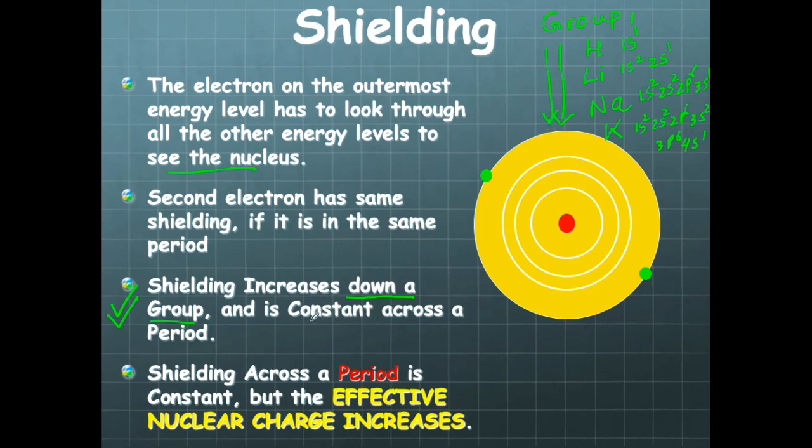Okay? Now let's look at the second point, which says that across a period, the shielding effect is constant. What do we mean by being constant? We're going to start with lithium, beryllium, boron, and carbon. All of these elements are in period 2. Lithium has this electron configuration. Beryllium has this electron configuration.